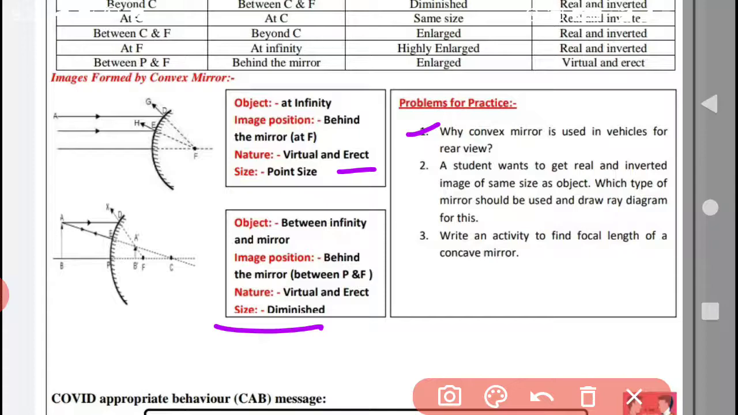Part B: a student wants to get a real and inverted image. What type of image does the student want to get? The real and inverted. And we have already seen that the real and inverted image is formed by which mirror? Yes, concave mirror. The image is also of the same size.